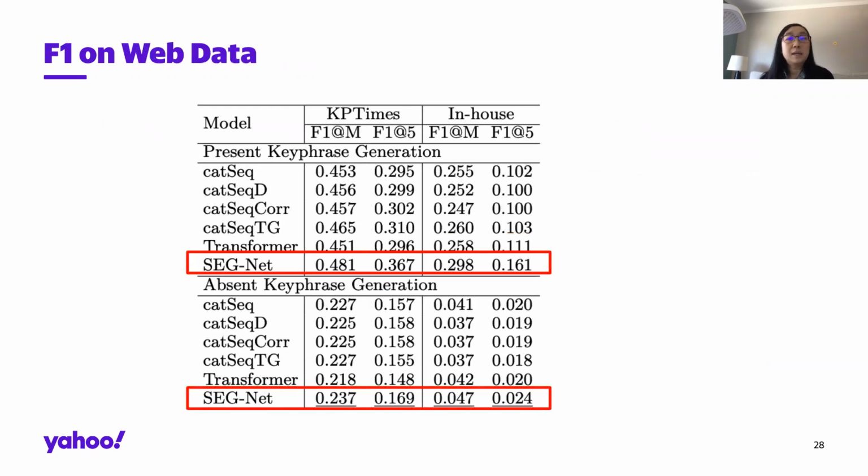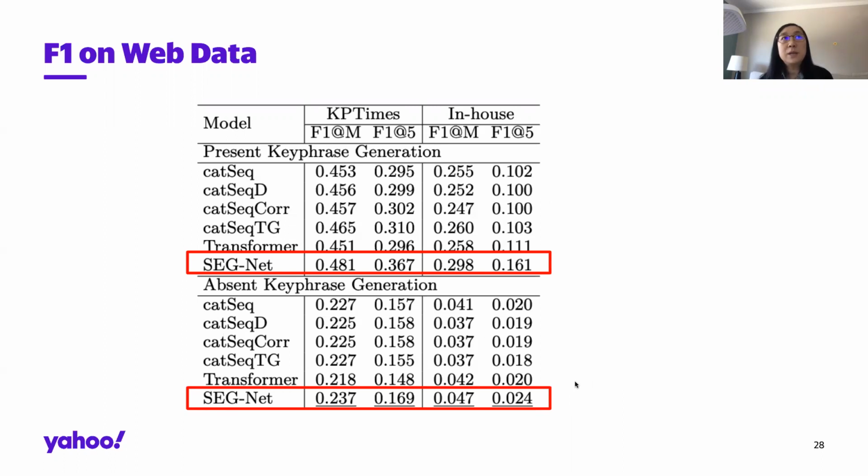And then when we look at the results on the web data sets, again, our model is better than these baseline approaches for both present and absent key phrases, for KP times and for our in-house data sets. And here we can see that the difference is actually bigger than if we compare with the scientific documents baseline. So one argument is, again, it's because these web documents are very long. So once they are long, it's easier for our model to read and understand the content and make better predictions of the ground truth keywords. Yeah, so that's the F1 score evaluation.